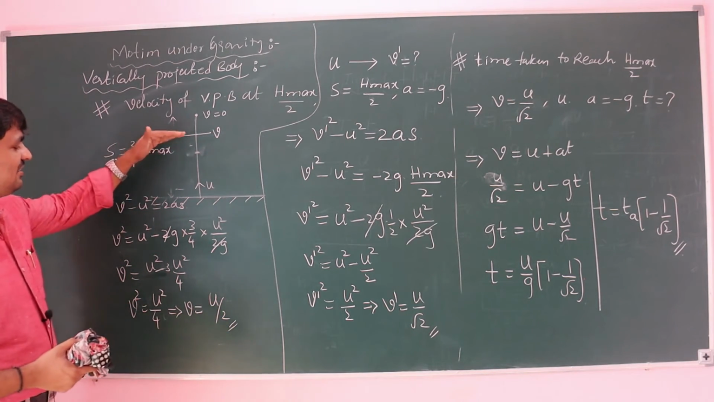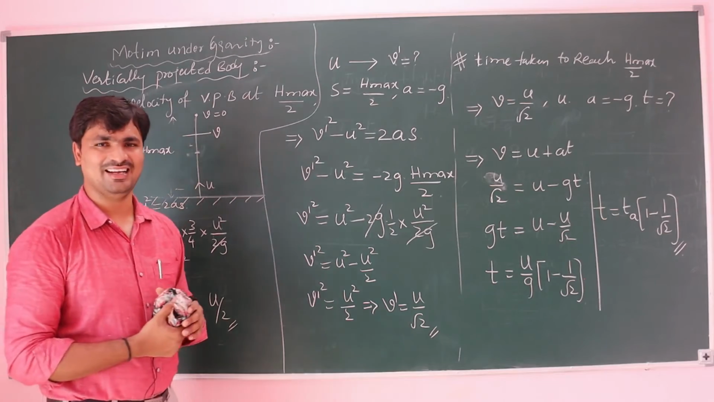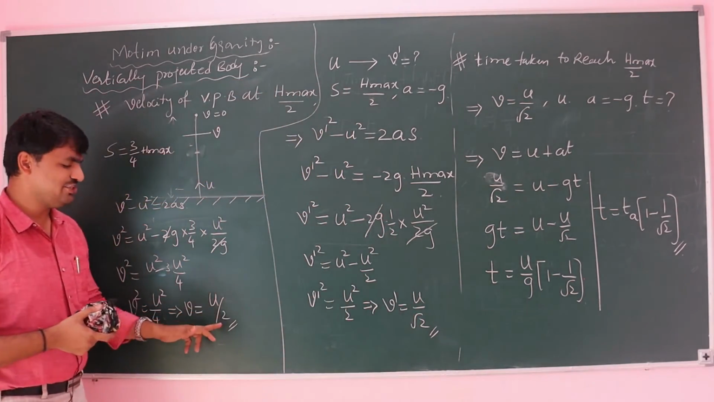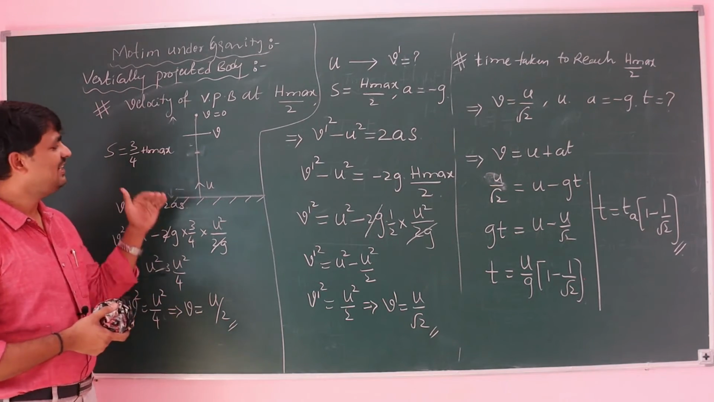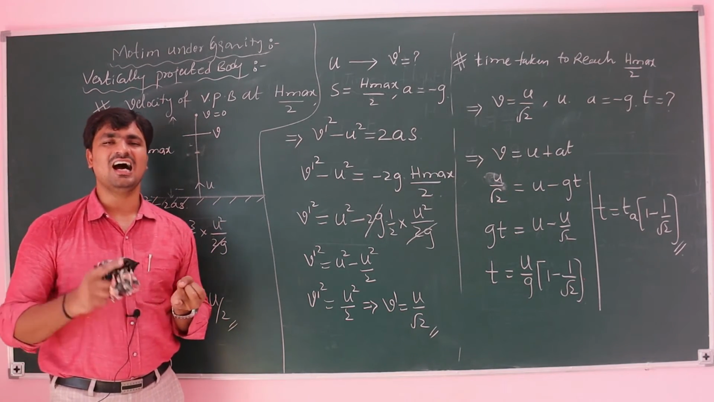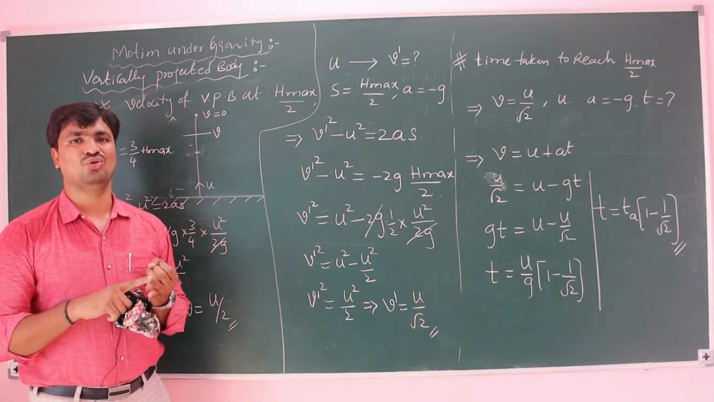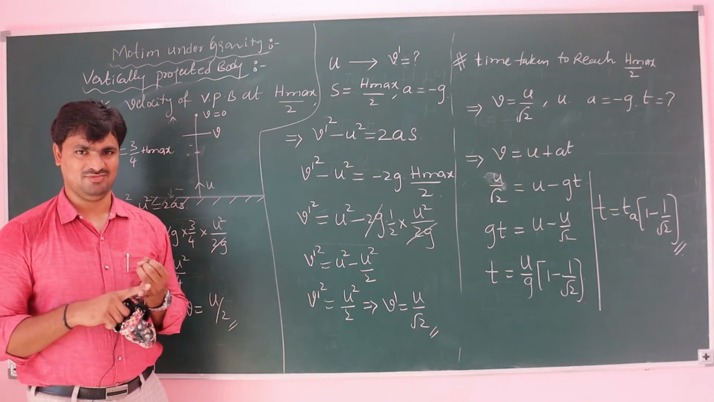Where? At 3/4 of maximum height. At 3/4 of maximum height, what is the velocity? U by 2. Half. Generally, in the previous one I asked that half of the maximum height means we thought the velocity also half. No, the velocity is not half.